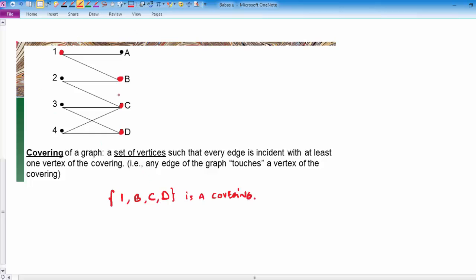If we select all the vertices, then we are safe. That's certainly a covering. But the purpose here is to find a covering with the minimum number of vertices. Here's a question. Is it possible to find another covering for this graph that has 3 vertices instead of 4? If we're able to find that, then we need to keep going until we find the minimum number of vertices that you can have in a covering. Once you find the covering that has the minimum number of vertices, then that's called the minimum covering.